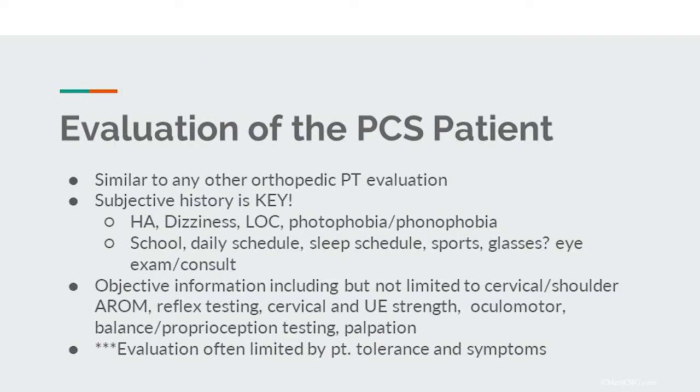And some objective information that you'll also get, but not limited to: cervical and shoulder active range of motion. You want to do reflex testing, test their cervical and upper extremity strength. You want to do ocular motor, vestibular, balance and proprioception testing, palpation.